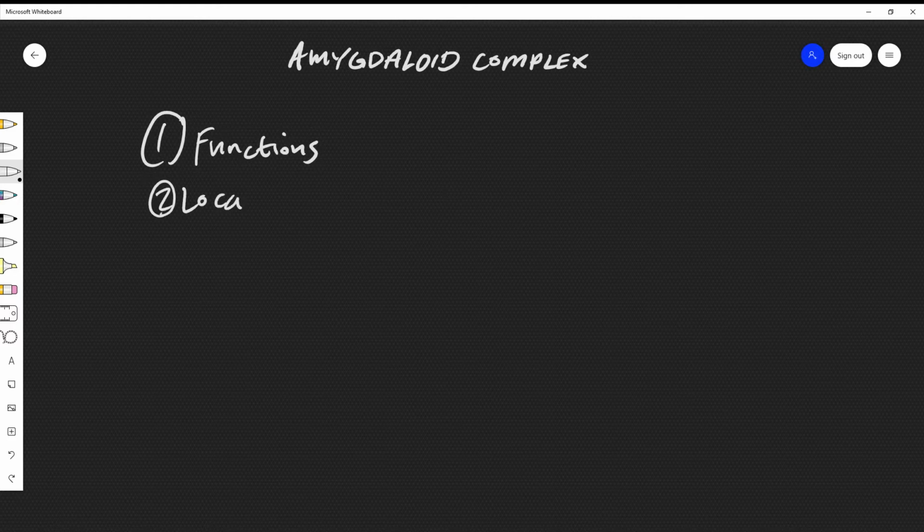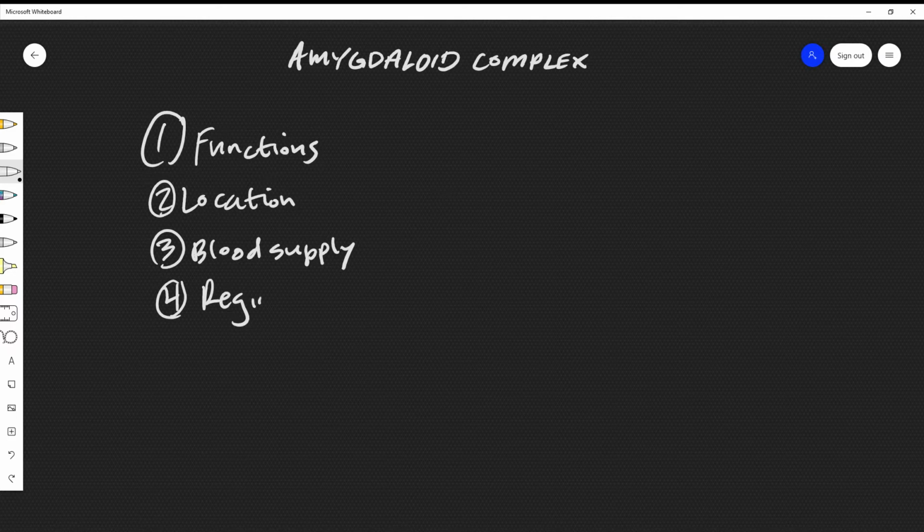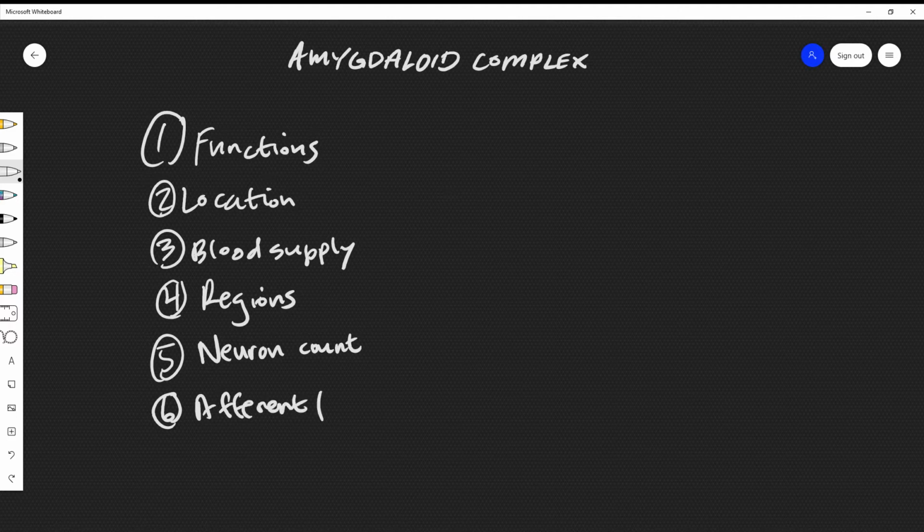Secondly, the location of the amygdala. Thirdly, blood supply. Fourthly, and probably most importantly, the regions. Fifth, a basic neuron count, giving an idea of how many neurons are located in there, and the afferent pathways.